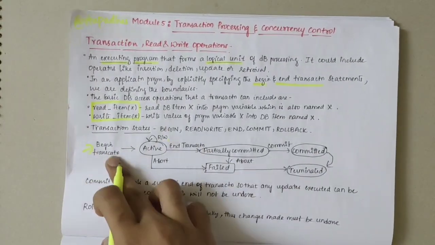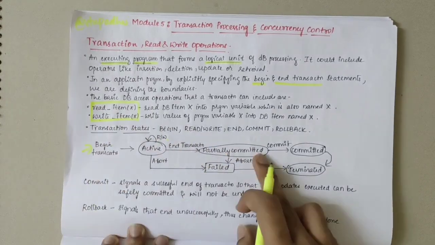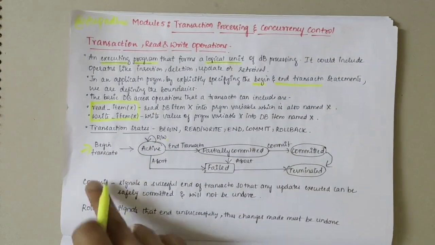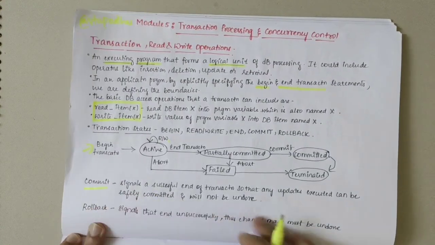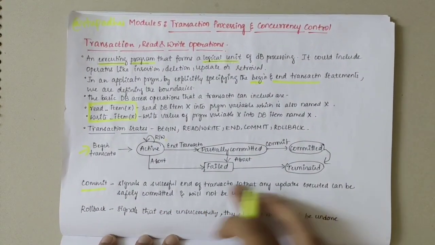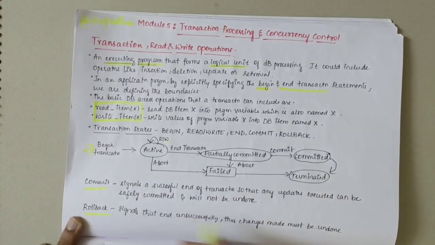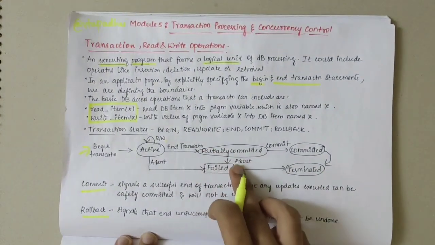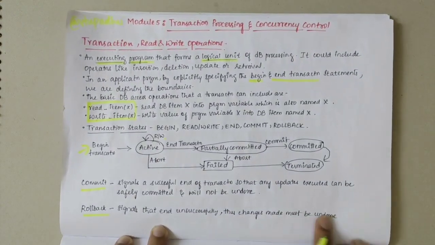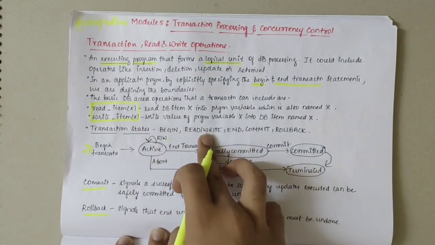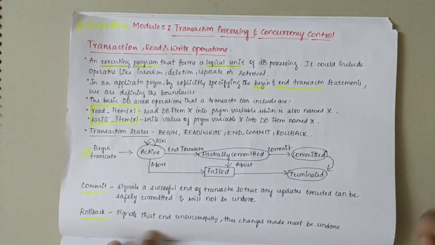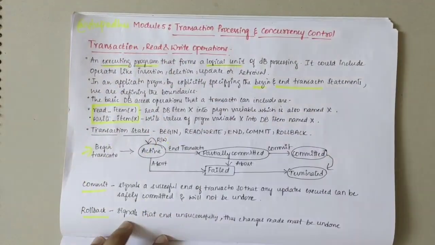So we begin the transaction. Read and write are the two operations which we use here. End is used to depict the end of that particular transaction. Commit signals a successful end of the transaction, so that any updates executed can be safely committed and will not be undone. Then we have rollback. If the transaction signals that it did not end successfully, in this case the abort case, then the changes made must be undone. Whatever changes you had made during the transaction need not be saved. That's what rollback defines. So this was about transactions and read-write operations.